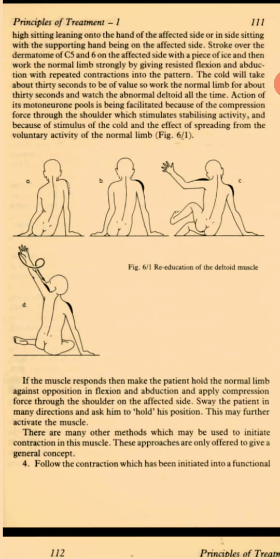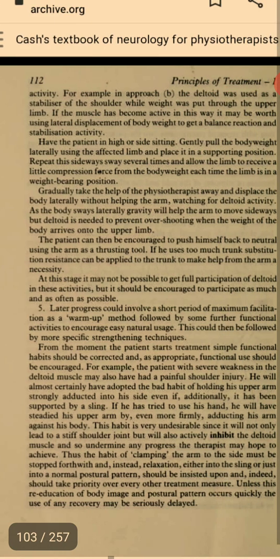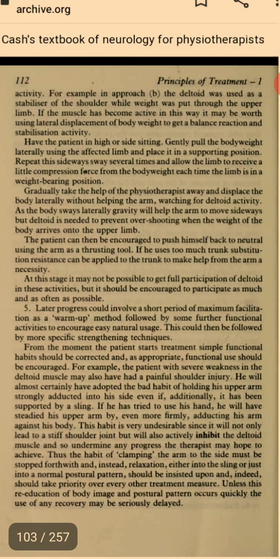Follow the contraction which has been initiated into a functional activity. For example, in the approach above, deltoid was used as a stabilizer of the shoulder while weight was put through the upper limb. If the muscle has become active in this way, it may be worth using lateral displacement of body weight to get a balanced reaction and stabilization activity.